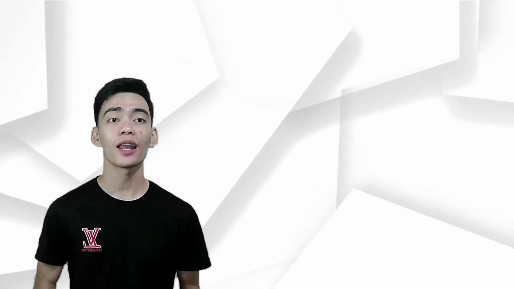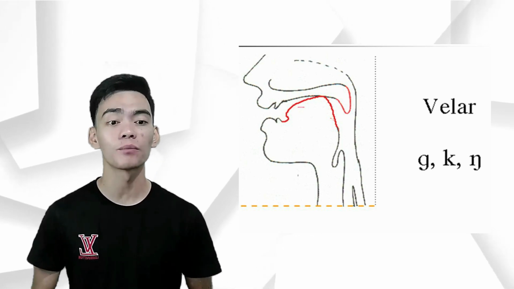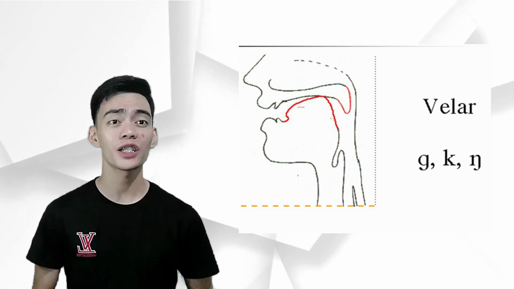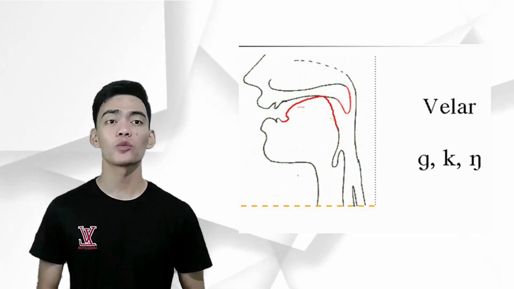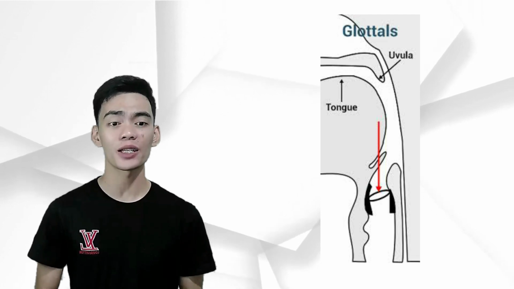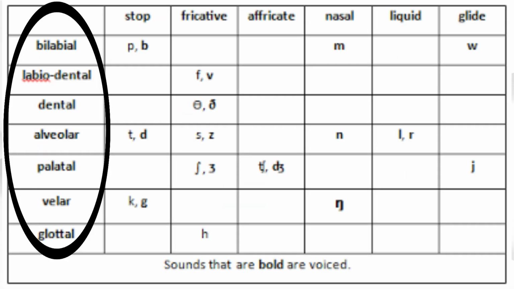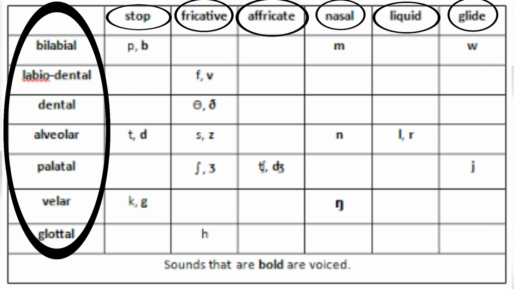Next, we have velar, the back of the tongue against the velum or soft palate. And the last one, we have the glottal sound, which refers to the vocal cords themselves. So here is the chart for the places of articulation for each phoneme. But before we sound them all, let's discuss the manners of articulation.